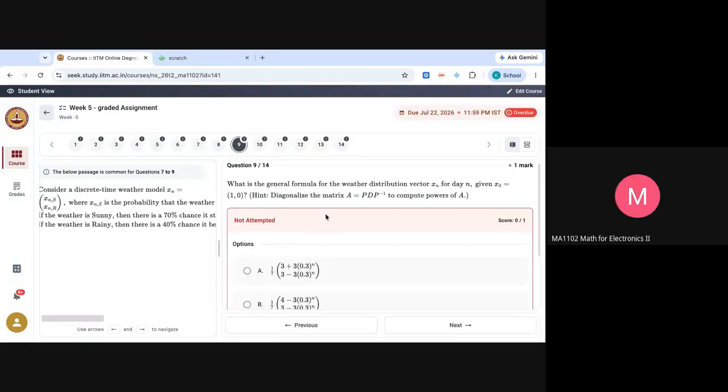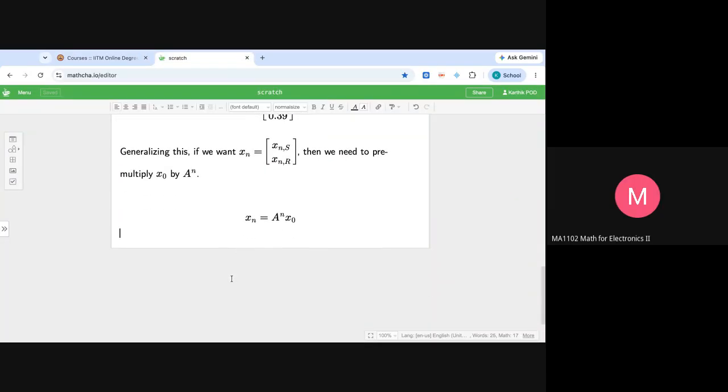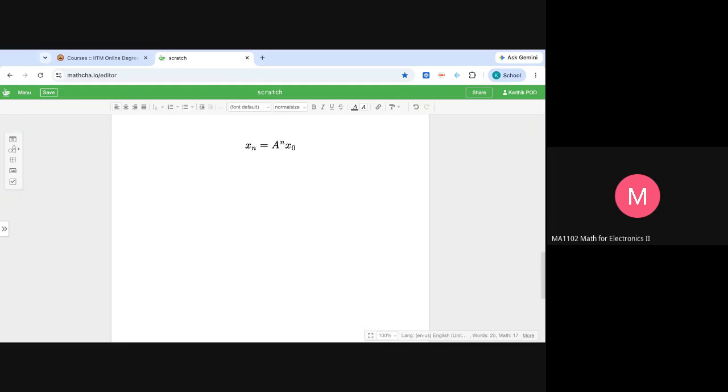All that we need to do is make use of what is called diagonalization to get hold of A power n. So have you gone through this idea? Do you know what diagonalization is? No, to be honest, I think not.